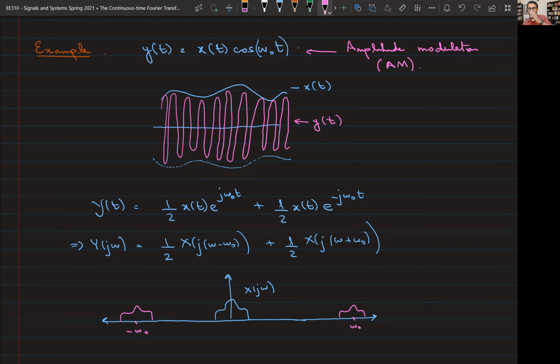Right, so what you have done is you have increased the frequency of your signal. And this is y of j omega. And what you transmit over the air is actually y of t and not x of t, right? And there's a particular reason why you do that. Any ideas why? It's called amplitude modulation. Why do you need to amplitude modulate?